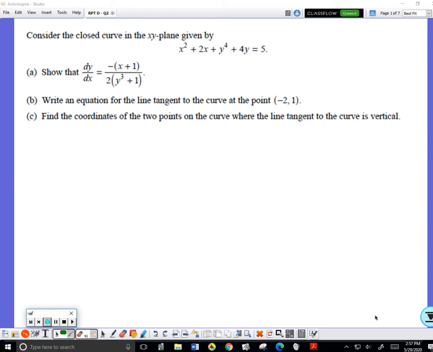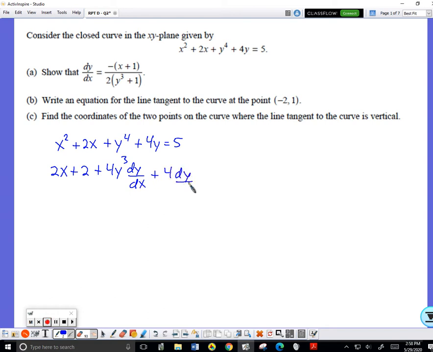Supposed to show that first derivative. So I've got x squared plus 2x plus y to the fourth plus 4y equals 5. Differentiating, I'm going to get 2x plus 2 plus 4y cubed dy/dx plus 4 dy/dx. The derivative of 5 alone will be 0.